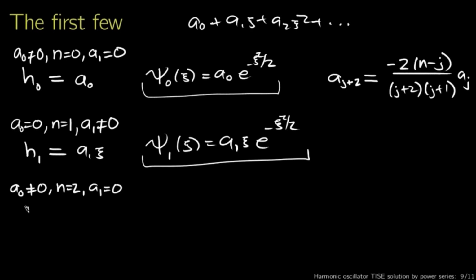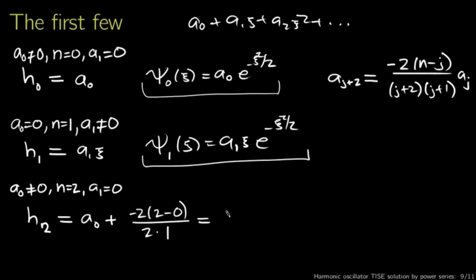If I use this, h2 of xi is going to be a0, which is something non-zero, plus, what do we get for a sub 2? Well, we have 0 substituting in for j, and 2 substituting in for n. So I'm going to have minus 2 and a 2 minus 0, and then in the denominator here, I'm going to have 2 times 1. So I can cancel out the 2's, I'm left with just effectively a minus 2.